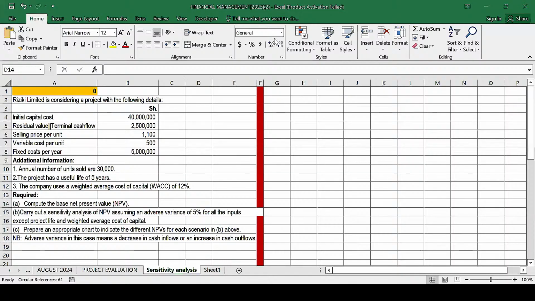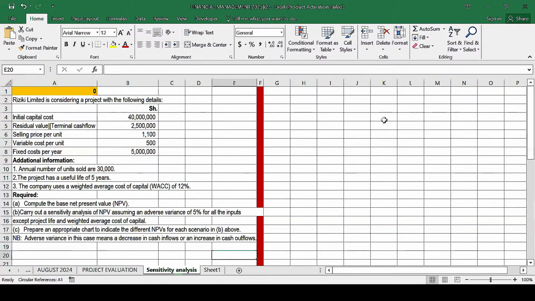That's basically what we mean by that. And then we are told to prepare an appropriate chart to indicate the difference in NPV for each scenario in B above. And then we are given an explanation here. And note, adverse variance in this case means decrease in cash inflows and increase in cash outflows.